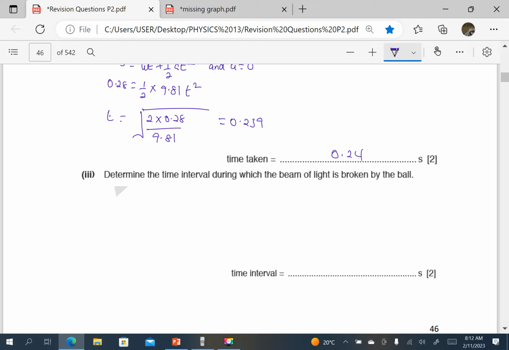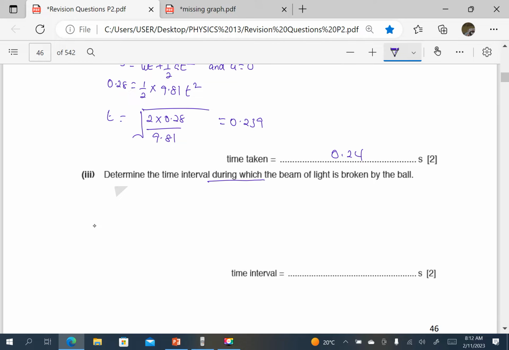Determine the time interval during which the beam of light is broken by the ball. Remember, it is the diameter of the ball which is breaking the beam. So we need only that time when the beam is being broken by the ball. There are two ways of doing this.